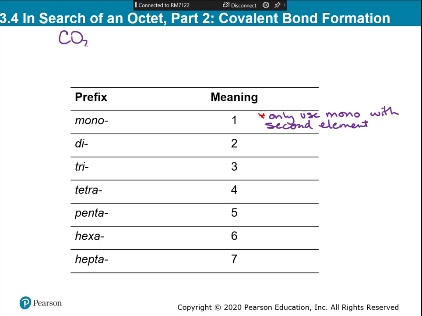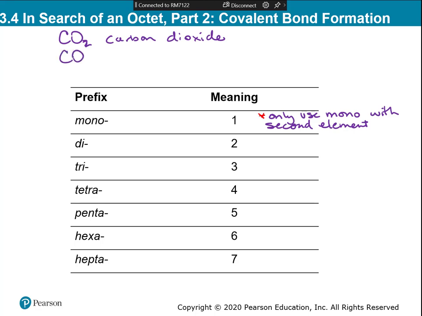So most people are familiar with this. What is this called? CO2 is carbon dioxide. That's one that you've heard before that's really pretty familiar. So notice in this, you just say carbon. You don't say monocarbon. So if the first element is a 1, you can leave the mono off. That's because with a lot of covalent molecules, the first element is a 1, so they just don't use mono for the first element. But if the second element is a 1, then you do use it. So we said this is carbon dioxide.